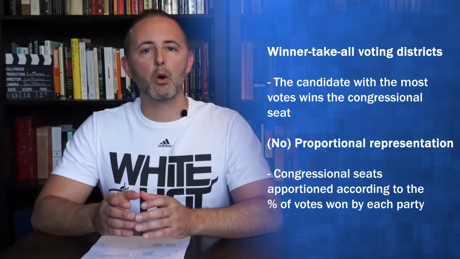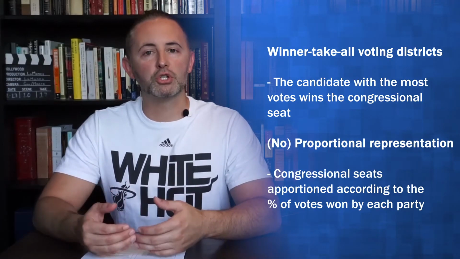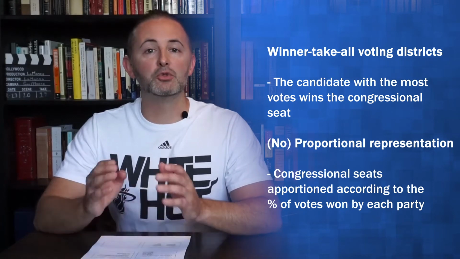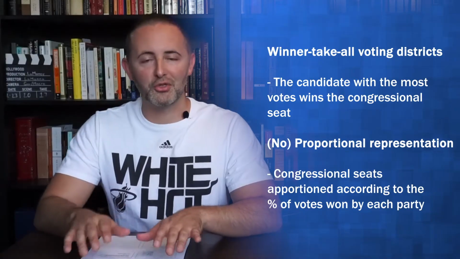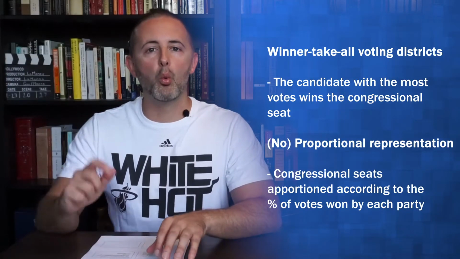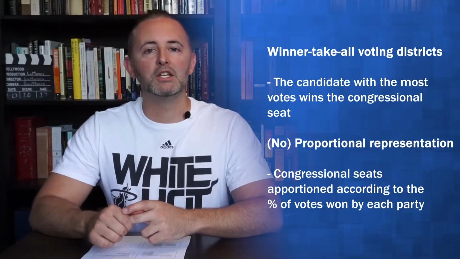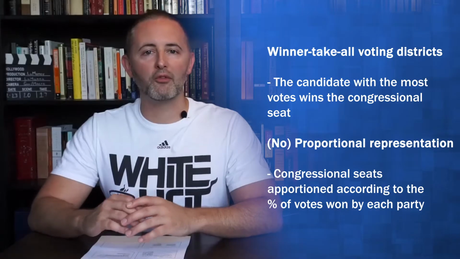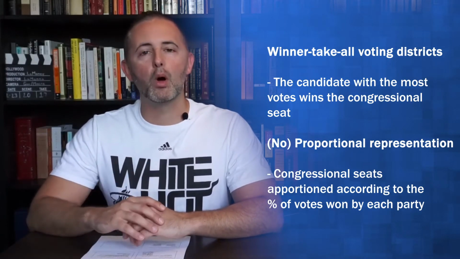Well, we need to think about what could be in its place, and that would be to have a proportional system. So think about it this way. Imagine that you start a third party. All right, so you do really, really well. You run 435 candidates nationwide, one in each district, and they are going up against a Democrat and a Republican in each of those districts. Now, your candidates do really, really well. For a brand new party, they win 10% of the vote in every one of those races.